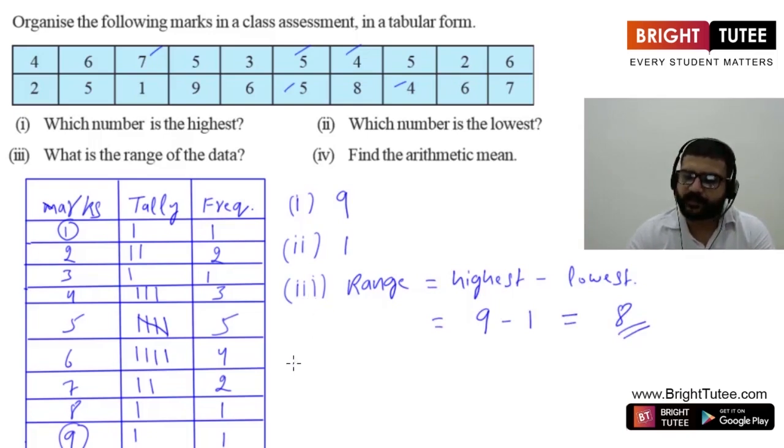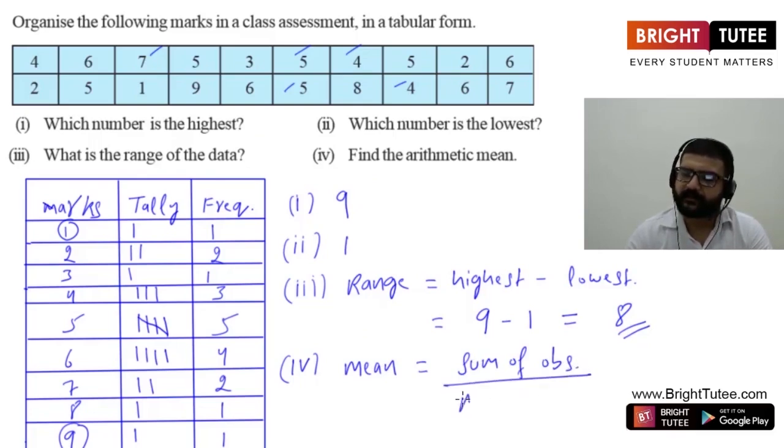Now here is the fourth question. In this we have to find the arithmetic mean of the data, or we can simply write it as mean. As we know, mean is equal to the sum of observations divided by the number of observations. Now for finding the sum of all the observations, we will add all the marks given here.